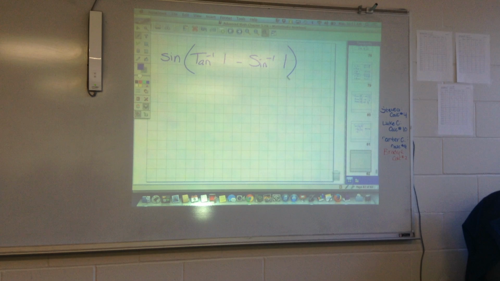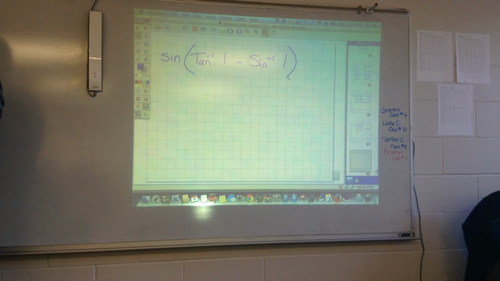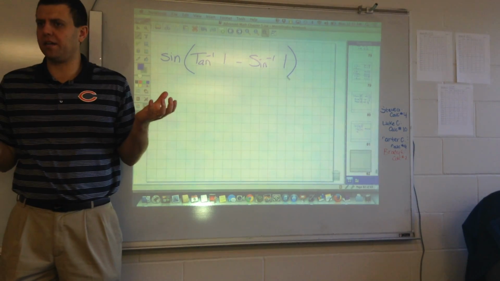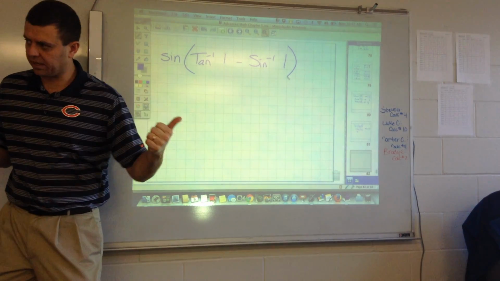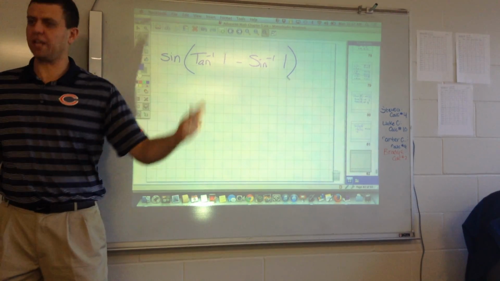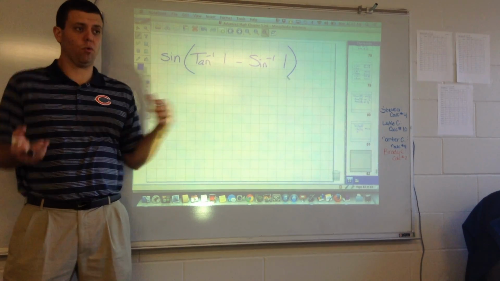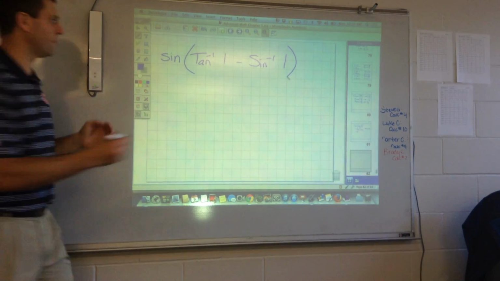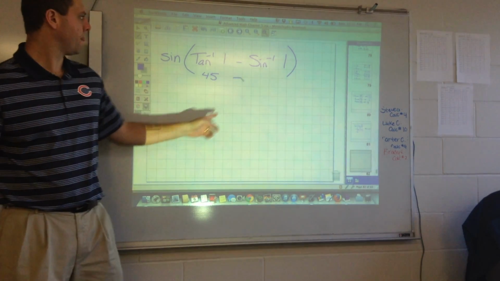If I would see a problem like this, I would probably work with degrees. It'll make it a lot easier on you. Again, work inside the parentheses first. This says the inverse tangent of 1. What is that asking you to find? What angle has a tangent value of 1? That's what that's saying. 45. So really you got 45 right here. Okay?